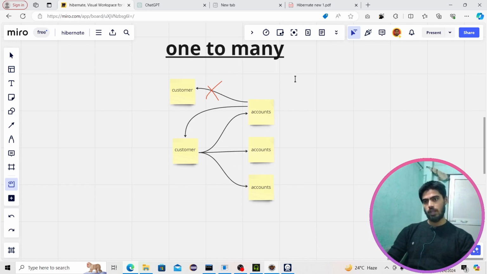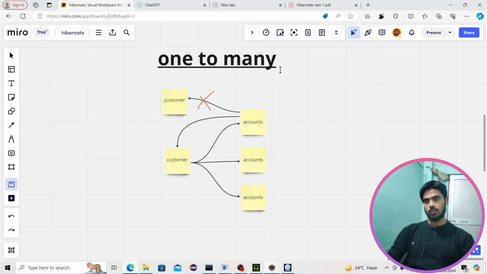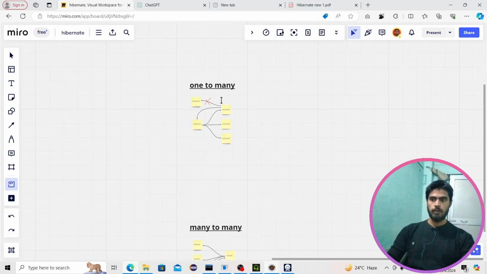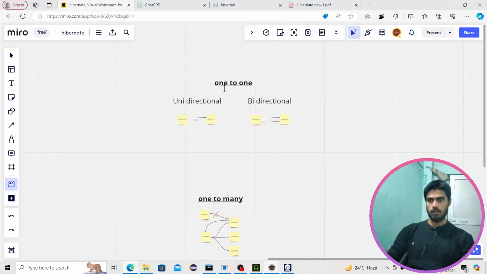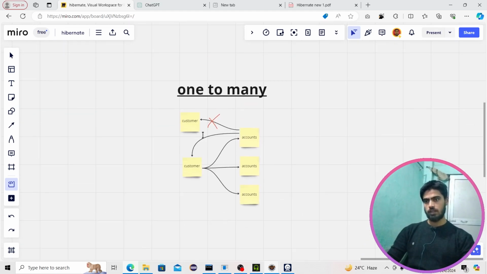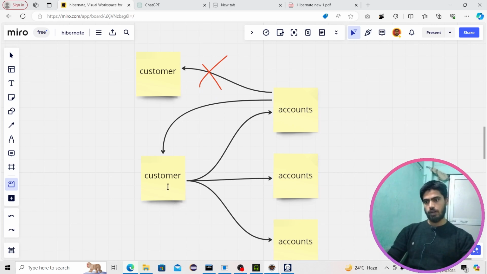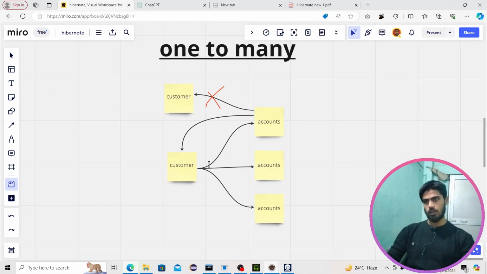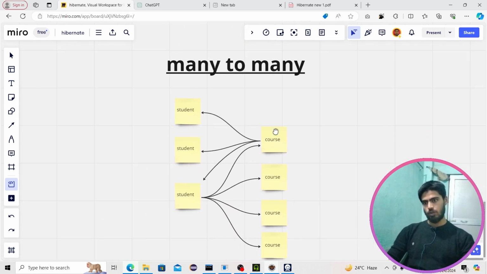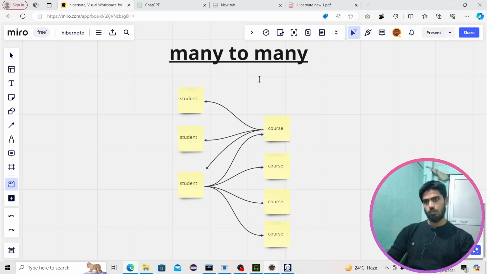One customer has multiple accounts, and all these accounts also belong to one customer. So it is one-to-many mapping, and if we reverse this, it becomes many-to-one mapping. You don't have to understand many-to-one mapping right now. You only have to understand these three: one to one, one to many, and many to many. So just remember this example. One customer can have multiple accounts, but one account is always going to belong to one customer. So one customer has multiple accounts. One to many.